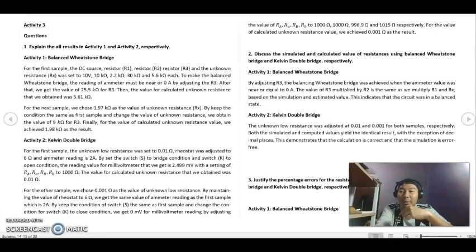Okay, now I'm going to explain activity 3, which is the question part. First, I'm going to explain the results in activity 1 and activity 2. For activity 1, the Wheatstone bridge, for the first sample, the source for resistors R1, R2, R3, and RS was set according to the data. Then, to balance the Wheatstone bridge, the reading of the meter must be near 0 by adjusting R3. After that, we get the value of 25.5 kilo ohm for R3.